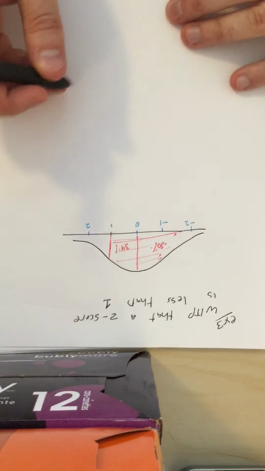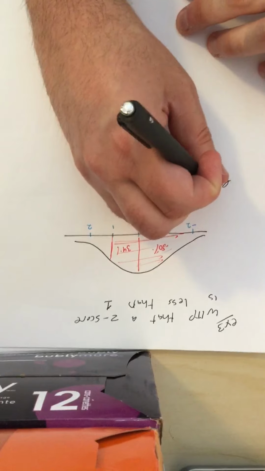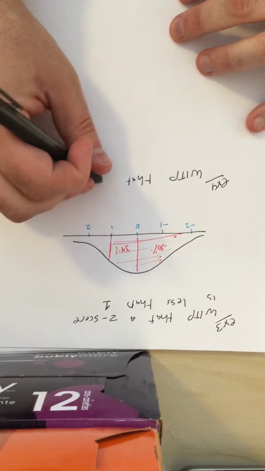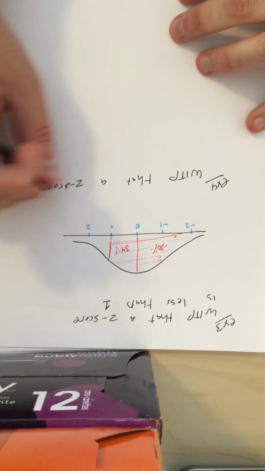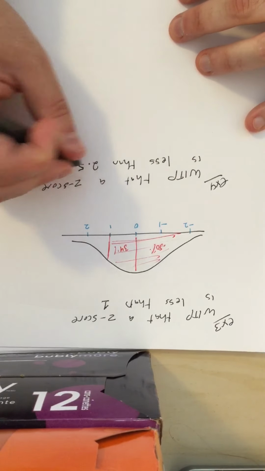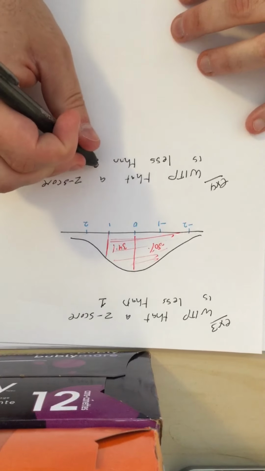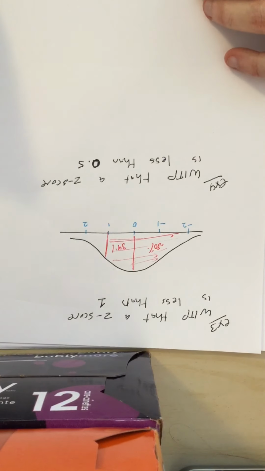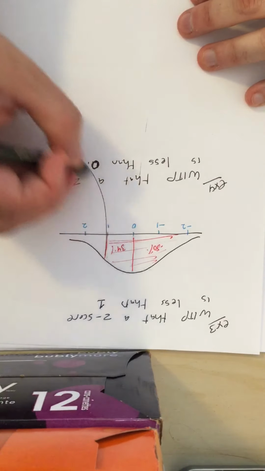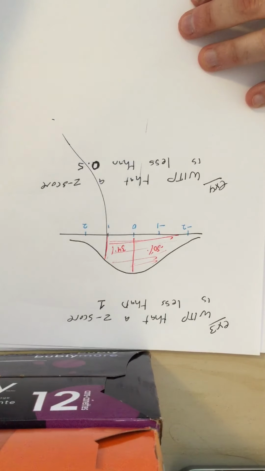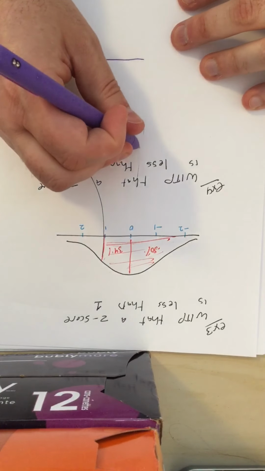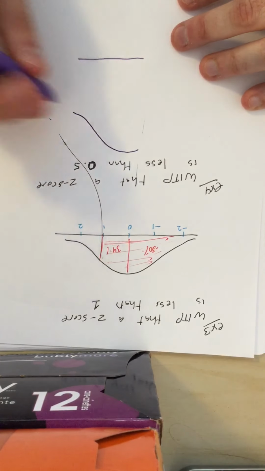Now, let's say I said, what is the probability that a z-score is less than 0.5? Now I'm going to zoom in a little bit on that part over there. So let's do that. So there's our thing, and there's the bit.